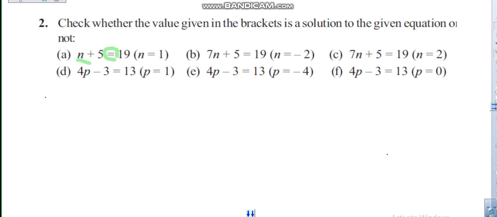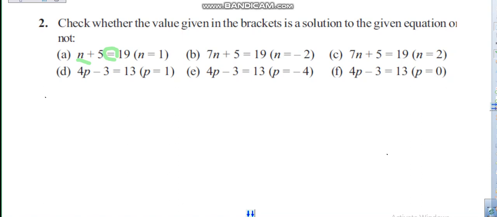Now yesterday I have also told you about the solution of a linear equation. Solution means the value of the variable which satisfies the given equation. Satisfy the given equation means after putting the value of the variable in the equation, the left hand side answer equals the right hand side answer.